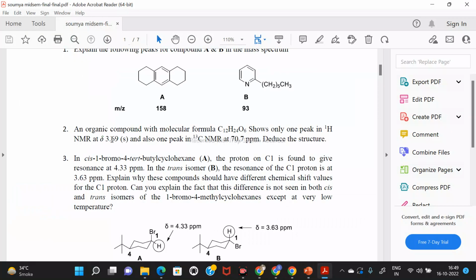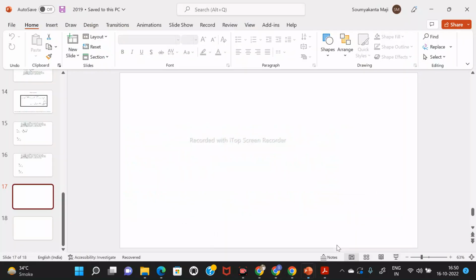So the value is around 3.69. Okay, so that means the DB is 1 and the 13C value is 70.7. So now I put about 13C.